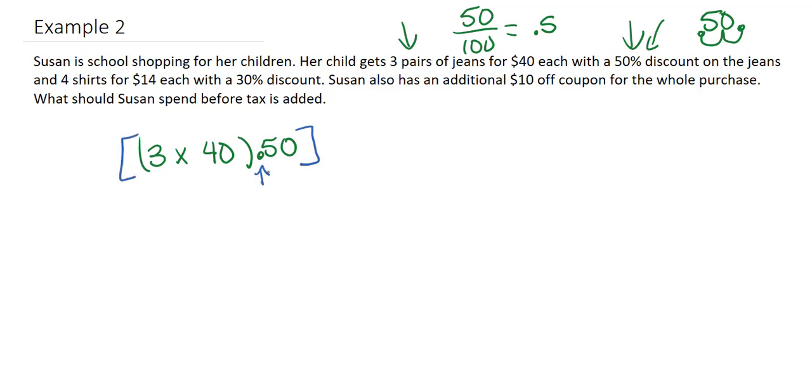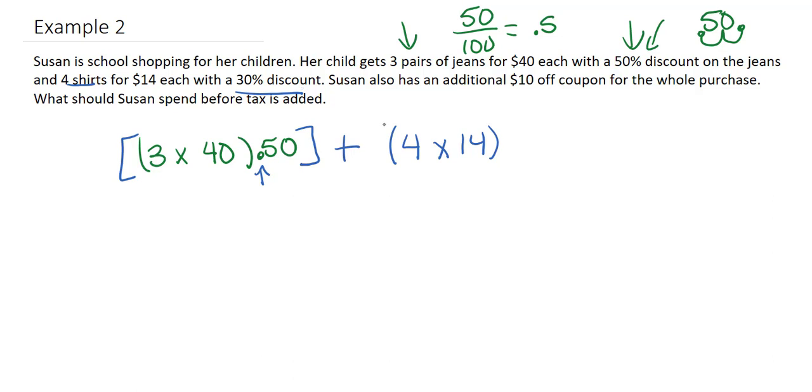Notice that that is a decimal and not a multiplication, but we are also multiplying, so just remember that is a decimal. Then the next thing is they get 4 shirts for $14 each. So let's go ahead and just add this because we're adding up a total. So let's go ahead and write 4 shirts times 14. And then for this time, they get a 30% discount.